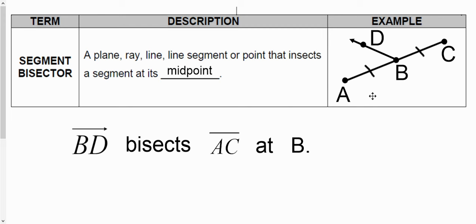So here, I've got this picture. Here's how it's read. Ray BD is bisecting, cutting in half, AC at point B. So B is that midpoint. I go ahead and mark the congruent marks to remind myself these pieces are equal.